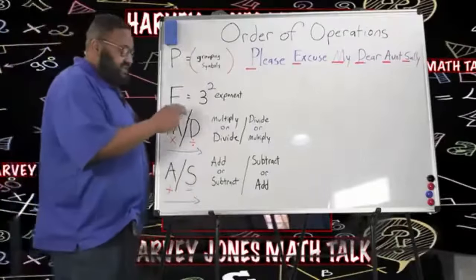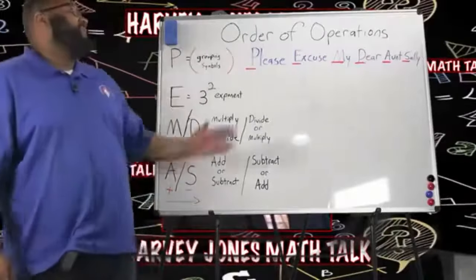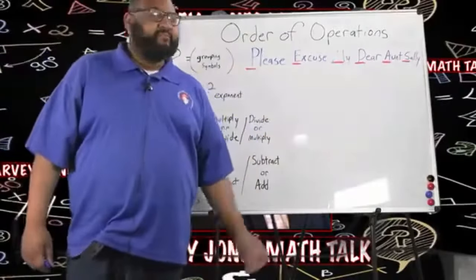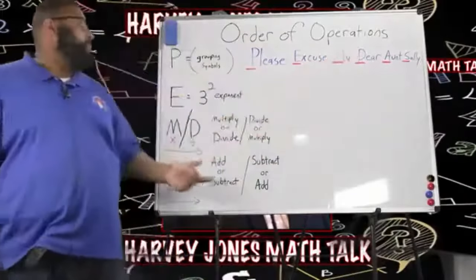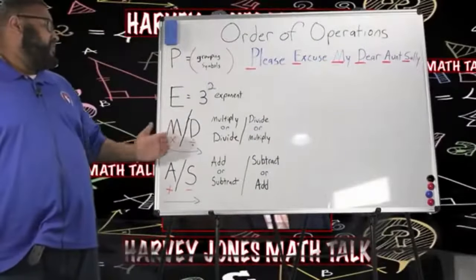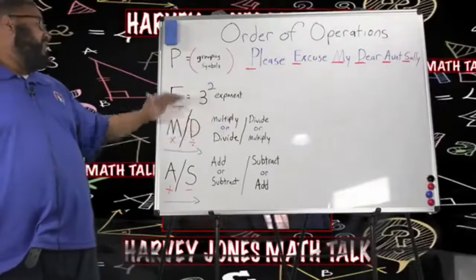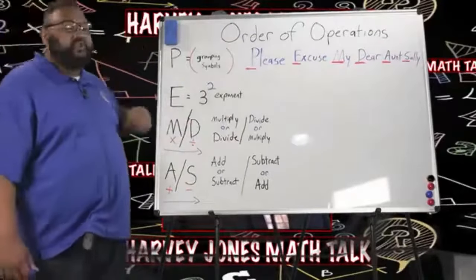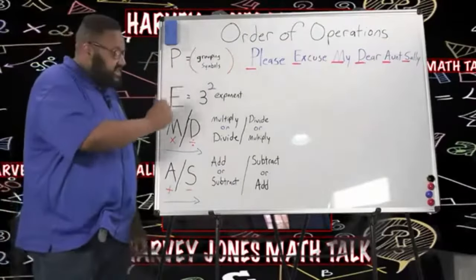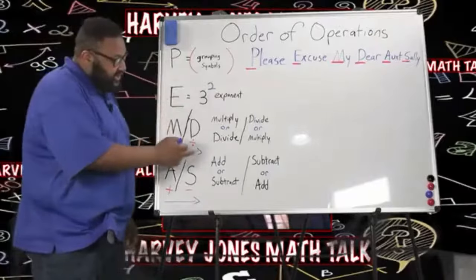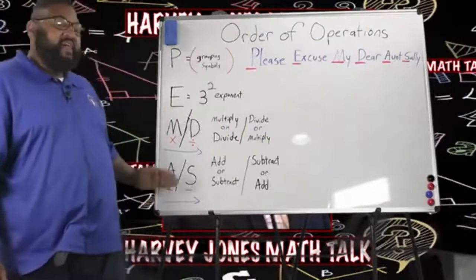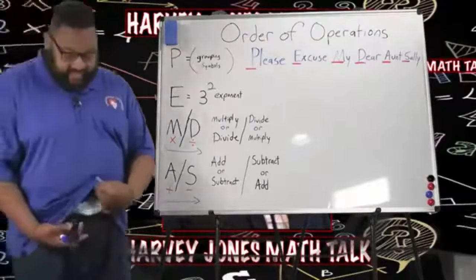But it used to be, please excuse my dear. So it could be, excuse dear my. Once again, this is just an acronym so you can put it together. But once again, the multiplication or division, whichever comes first. Once you check off your parentheses or grouping symbols, check. Once you check off your exponents, check. Once you check off multiplication and division going from left to right, then guess what's next? You do addition and subtraction the same way. You go from left to right.